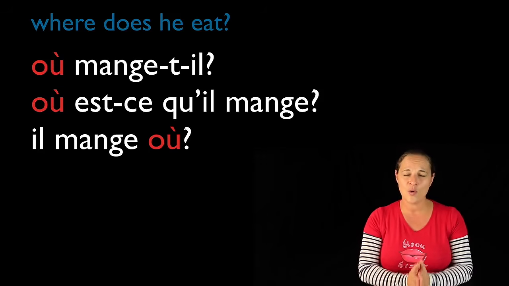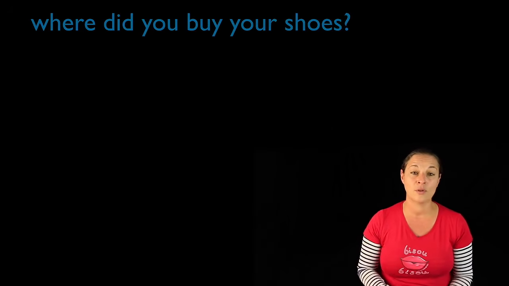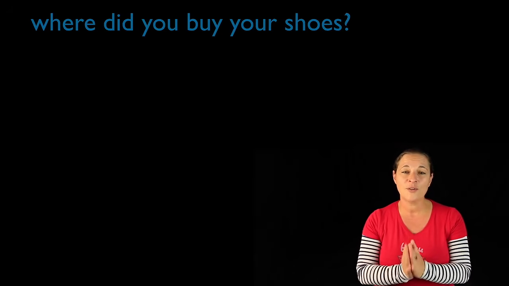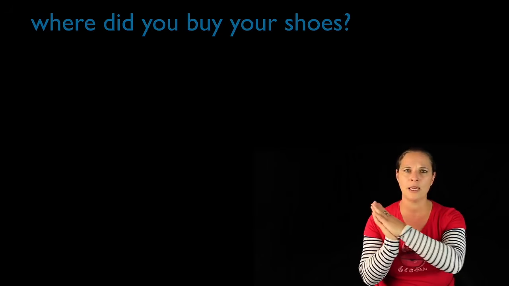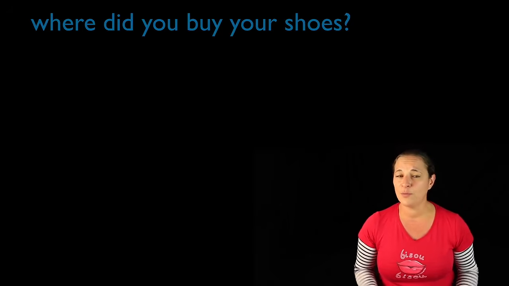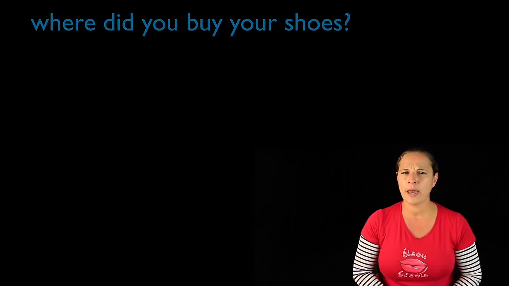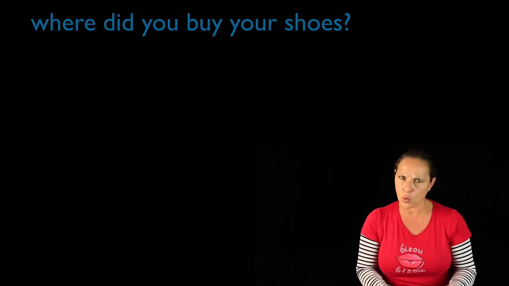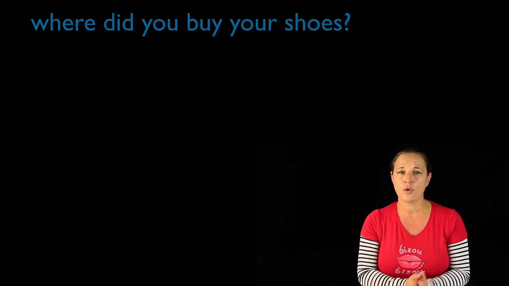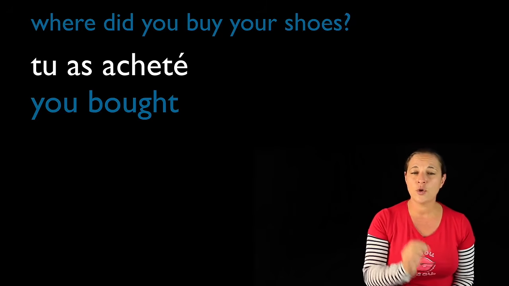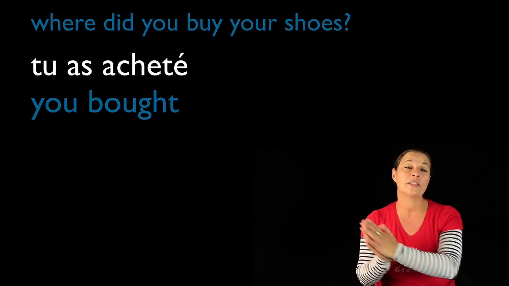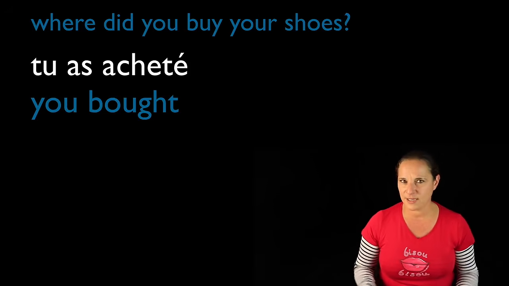I would like you now to have a look at the next examples, which are slightly harder because I'm using a passé composé. If you're not sure about the passé composé, please refer back to my many videos on passé composé. We would like, for example, to say, where did you buy these shoes or your shoes, okay? Now, we know for a fact that you bought is tu as acheté. Again, if you're not sure about this, please refer back to my passé composé videos, okay?